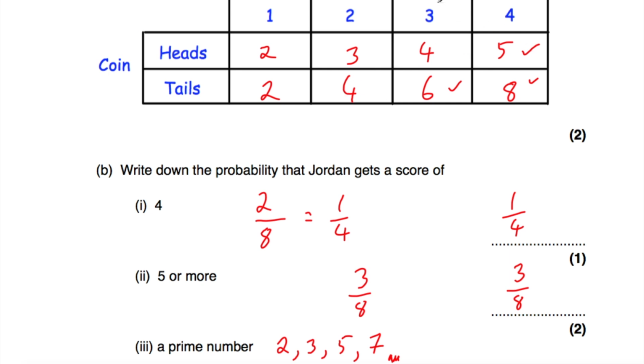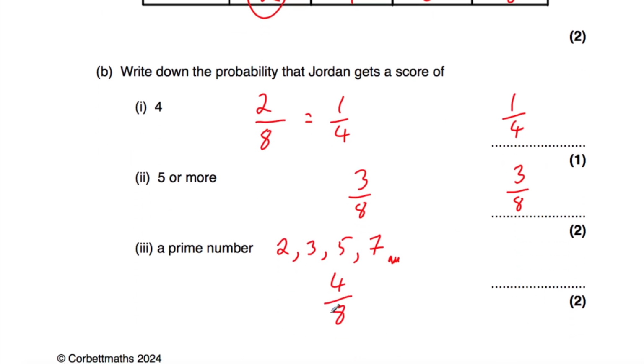So I'm just going to get rid of the ticks that we had for the previous part. Okay, so 2, well, we've got a 2 here and a 2 here. 3, there's a 3 there. 5, there's a 5 there. And 7, no, there's no 7s. So in terms of the probability of a prime number, that's going to be 1, 2, 3, 4 out of 8. So that would be 4/8. And both of those numbers are divisible by 4, so we can cancel that down to be 1/2. So that means our answer is a half. Or you could write 4/8 if you wanted to, but I've just written a half here.